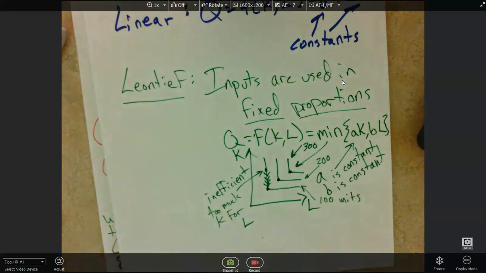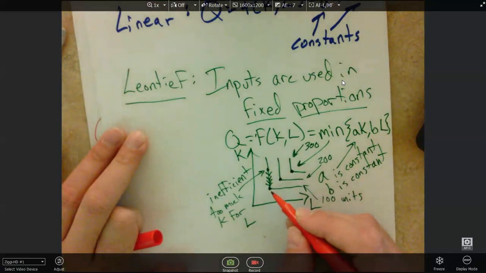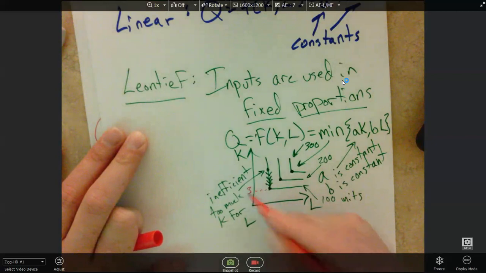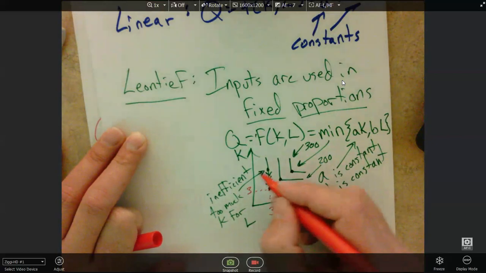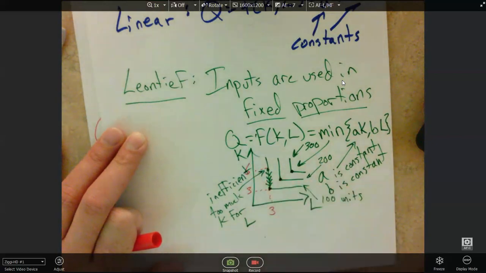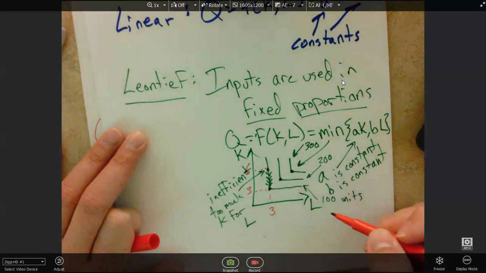Questions? Because you need exactly the same amount of K and L, right? So you would need 3K and 3L in order to make 100 units. So why would you employ 6K to still just make 100 units?